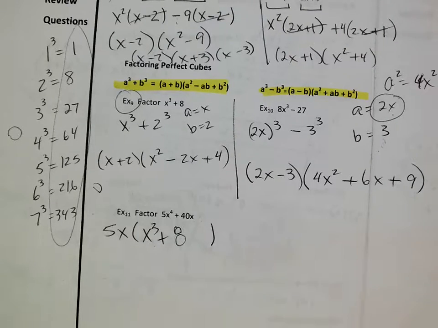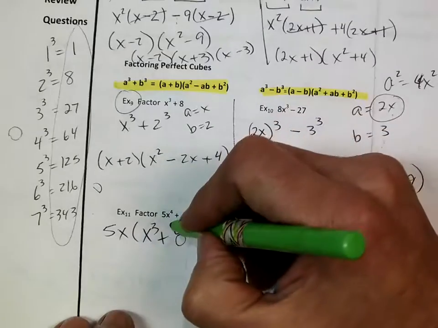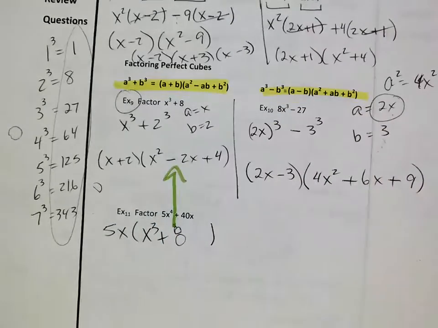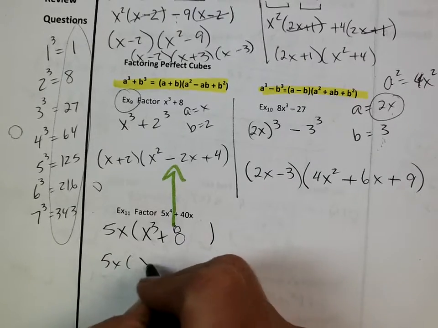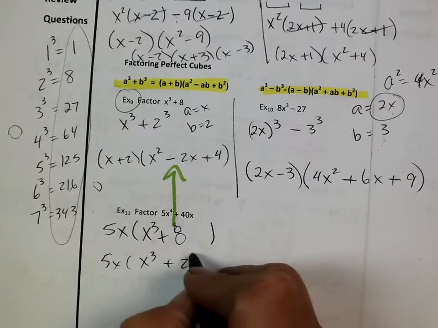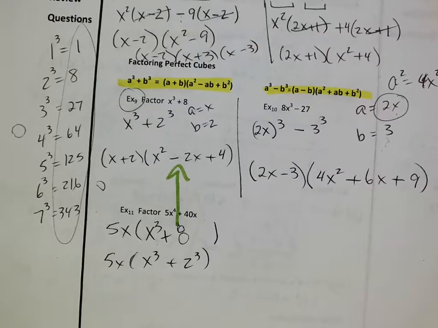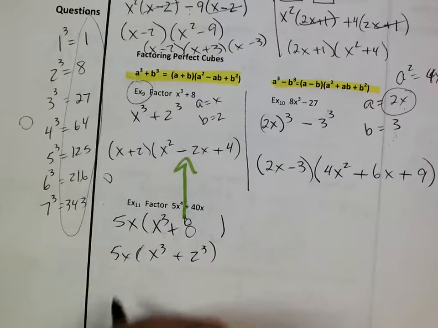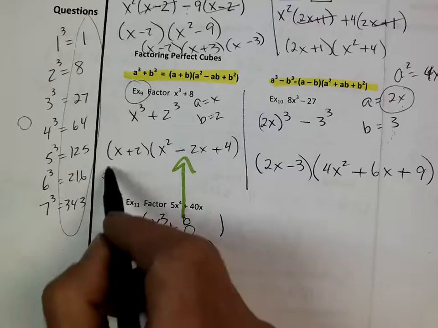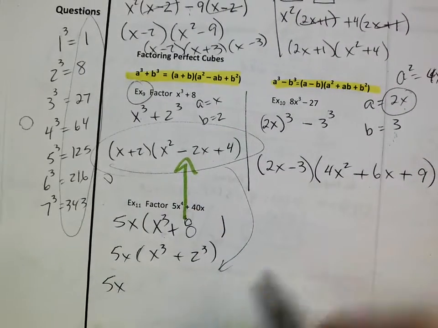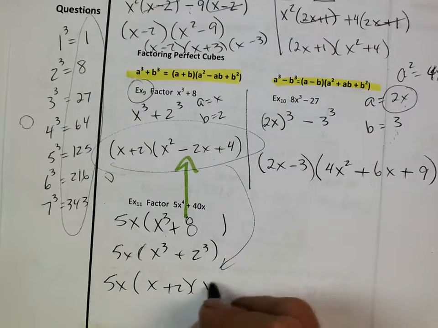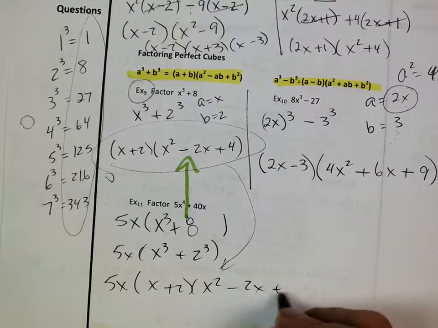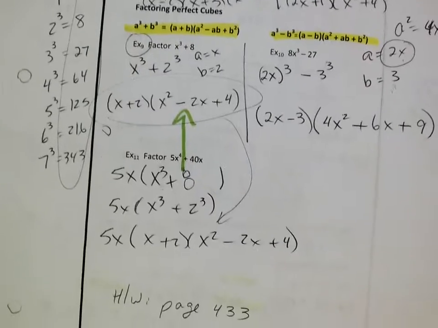And we just did this one. We did this exact same problem right above it, right? So it really is like a 5x times x cubed plus 2 cubed, right? And we're just going to use our formula up here. Since we already did it, let's just write this answer right down there. We'll go parentheses x plus 2, x squared minus 2x plus 4. And that's completely factored.